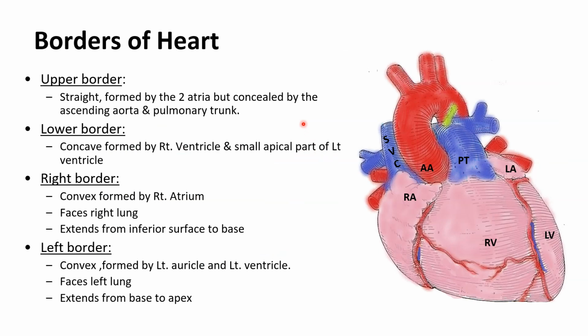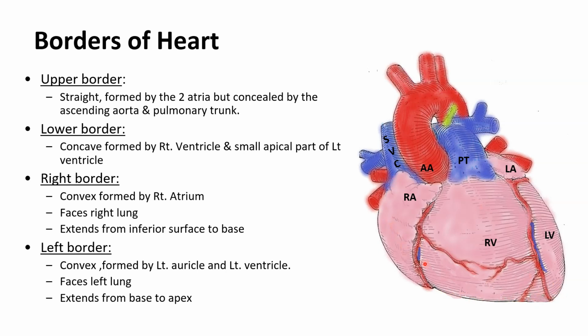What will contribute to the borders? Let us see. The upper border is a straight border and it is formed by 2 atria, but they are concealed by the ascending aorta and pulmonary trunk. The lower border is concave and is formed by the right ventricle and a small apical part of the left ventricle.